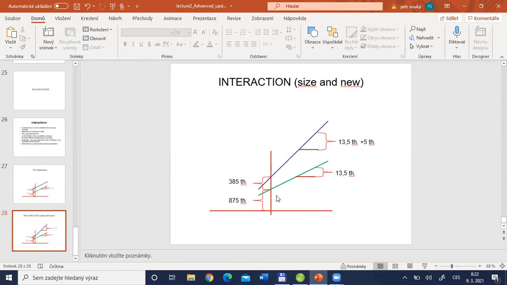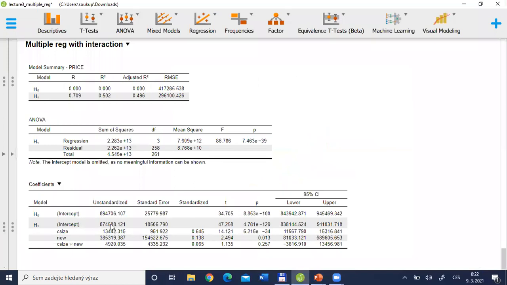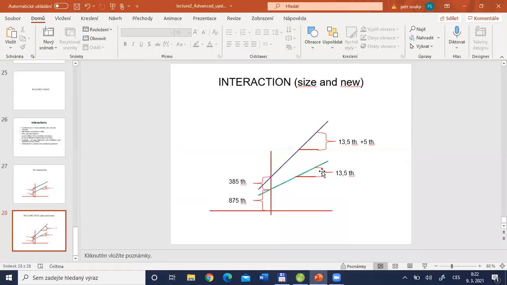in comparison with the previous table. So this is the value of the intercept. The value of the price for the flat which is of average size, so it means it has 0 on the x-axis. So this is the intercept. So this first value. Second value, size, is the slope for this green line, so it means the line for old flats.